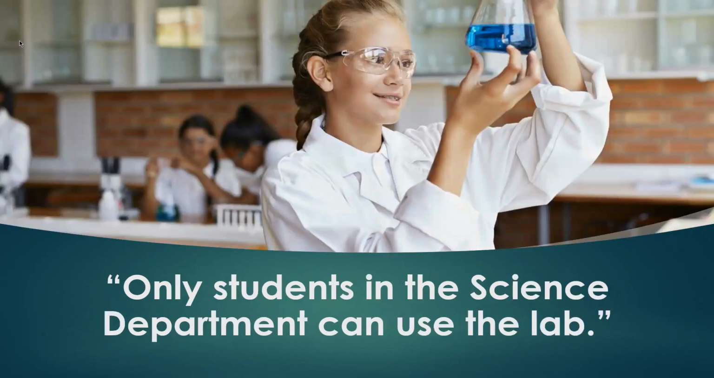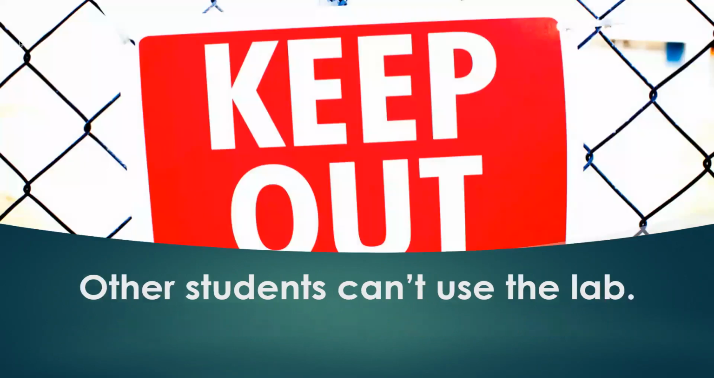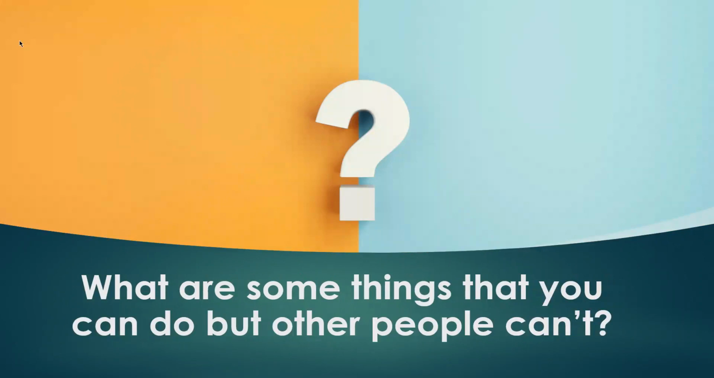Here's an example from university. Only students in the science department can use the lab. That makes sense. The lab has dangerous things. You only want students who know what they're doing to use the lab. Other students can't use the lab. So think about this, either now or later. What are some things that you can do but other people can't?